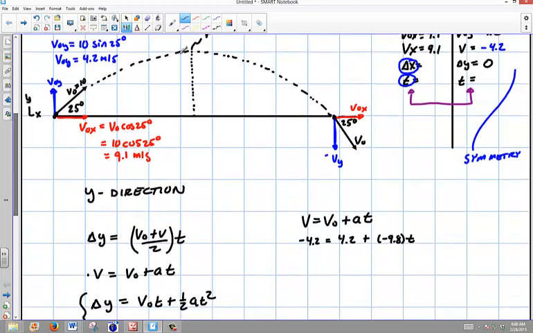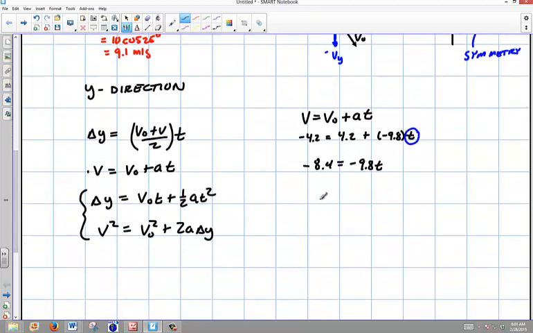What is my unknown here? My unknown is simply going to be time right here. You see that? That's my unknown. That's what I'm looking for. So I can combine these equations over, and a lot of times people look at this equation and they say, well, the 4.2s are going to cancel out. Well, really, they don't cancel out, because this is a negative and this will become a bigger negative when you subtract it over. So when I bring that over, I'm going to get negative 8.4 equals negative 9.8 times time.